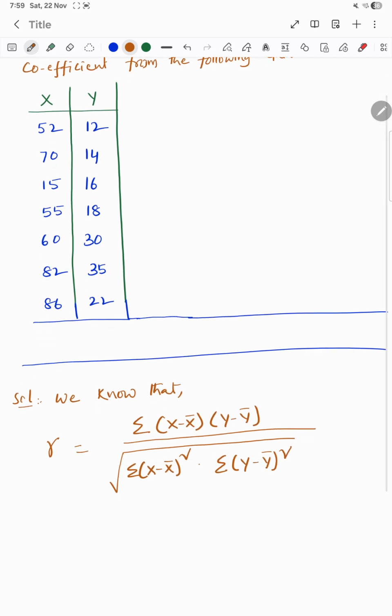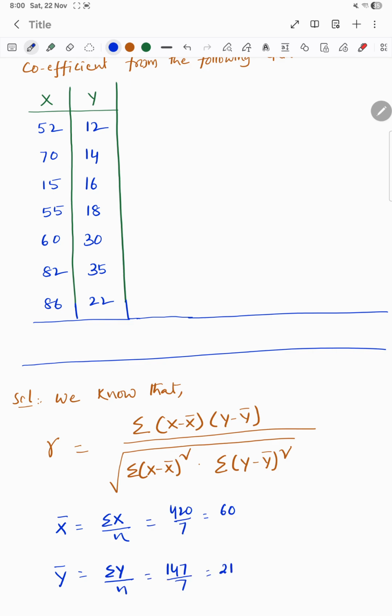In this, x comma y are nothing but the values for x and values for y, whereas x bar is nothing but the mean for x values. So x bar is calculated by summation of x divided by n. This means sum of all x values divided by number of observations in x. Similarly, y bar is nothing but sum of y values divided by n.